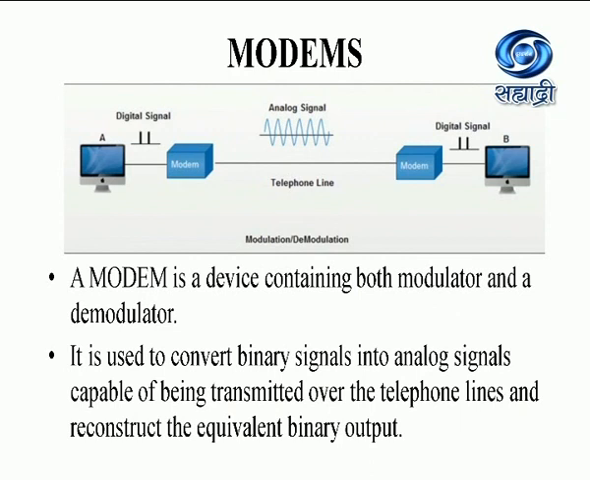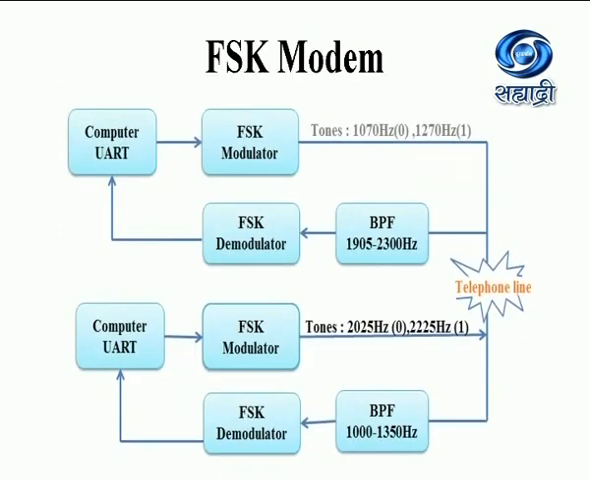So this is the diagram of a modem. Here the digital signal from one computer is connected to the modem, and that modem will convert that digital signal into an analog signal, and it is transmitted over the telephone line to another modem. The second modem will demodulate that signal into the digital signal, and it is connected to the second computer. So a modem is a device containing both modulator and demodulator. It is used to convert binary signals into analog signals capable of being transmitted over the telephone lines and reconstruct the equivalent binary output.